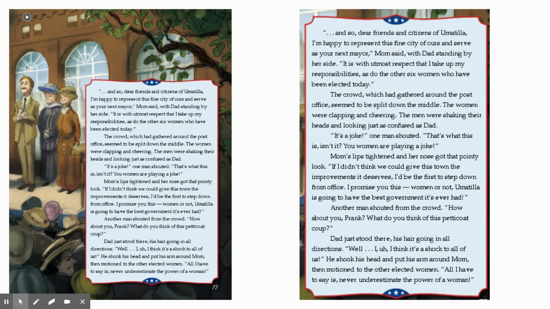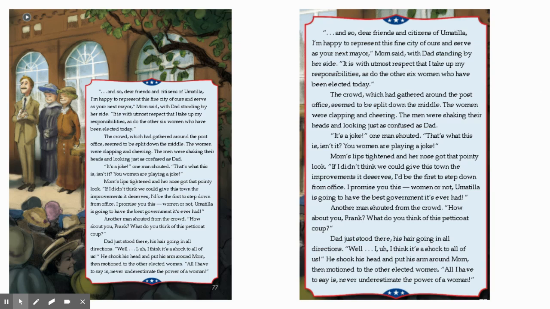"And so, dear friends and citizens of Umatilla, I'm happy to represent this fine city of ours and serve as your next mayor," Mom said, and Dad was standing by her side. "It is with utmost respect that I take up my responsibilities, as do the other six women who have been elected today." The crowd, which had gathered around the post office, seemed to be split down the middle. The women were clapping and cheering. The men were shaking their heads and looking as confused as Dad.